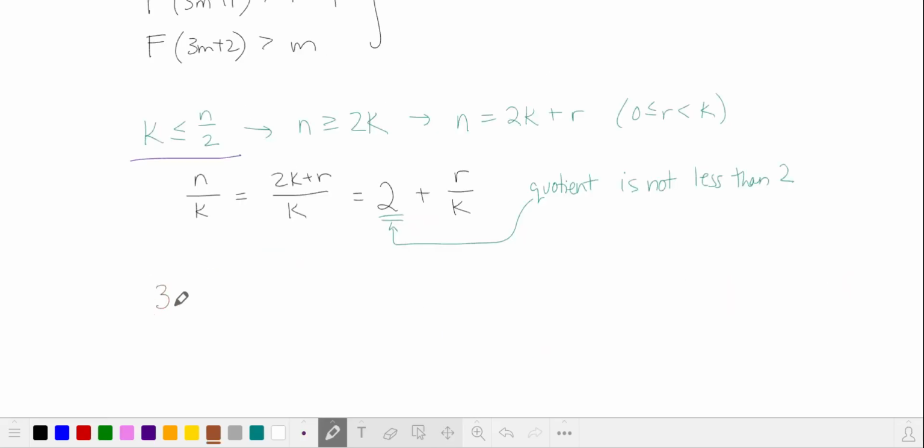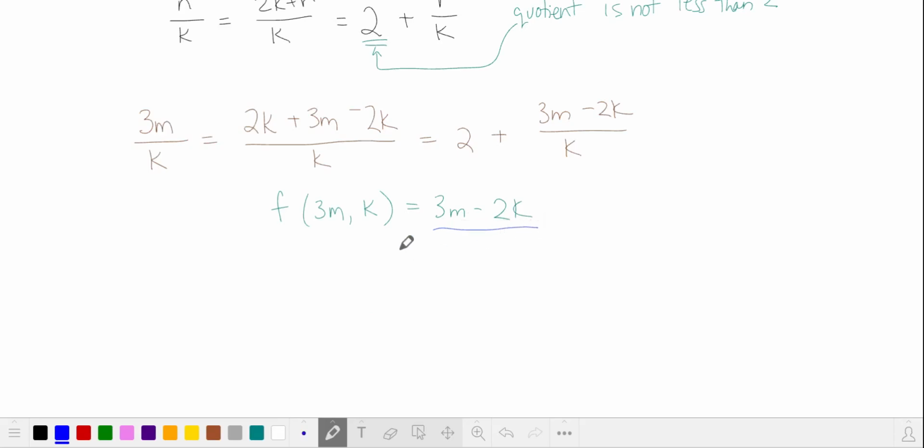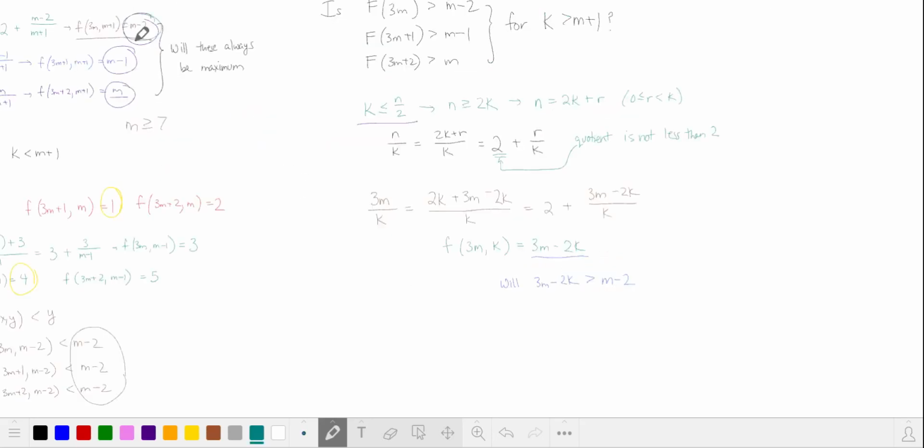So if we take a multiple of 3 and divide by k, the greatest that the quotient can be is 2. So I'll put 2k over here and then subtract 2k to balance. And I'm left with a quotient of 2 and a remainder of 3m minus 2k. So our question now is, will 3m minus 2k ever exceed m minus 2, which was the value that we got for 3m comma m plus 1.